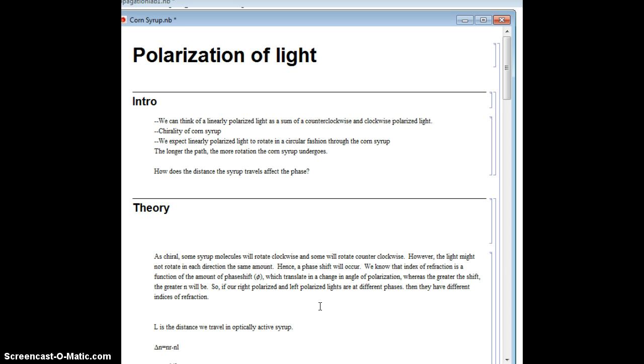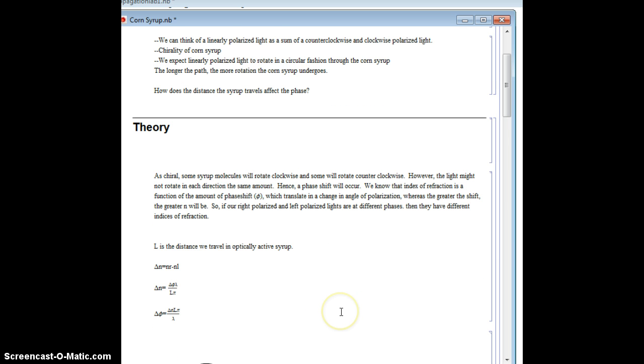We know that the phase shift translates into a change of angle of polarization, whereas the greater the shift, the greater n will be. So if our right polarized and left polarized have different phases, they'll have different indices of refraction. L is the distance that we travel in an optically active syrup, and we know that the difference in n is the index of refraction of the right polarized minus the left polarized. And then delta n equals the change in angle of polarization times lambda divided by L and pi. The change in angle, just algebraically manipulating that, is delta n times L times pi divided by lambda.